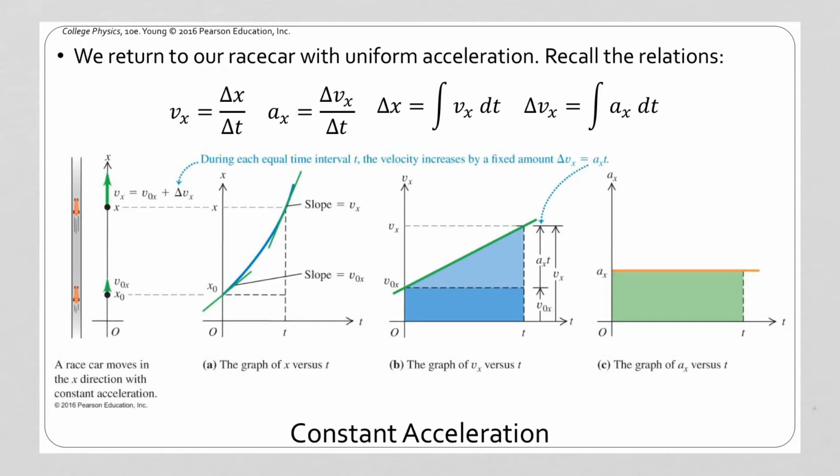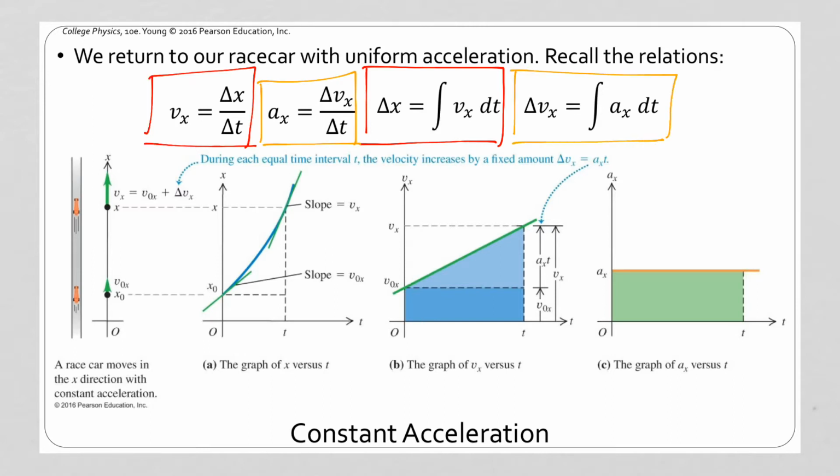And so remember the relationships that we have. The velocity is the rate of change of position, or the integral of the velocity gives us the displacement over a certain time interval. The acceleration is the rate of change of the velocity, or the integral of the acceleration gives us how much the velocity has changed in a certain time interval.